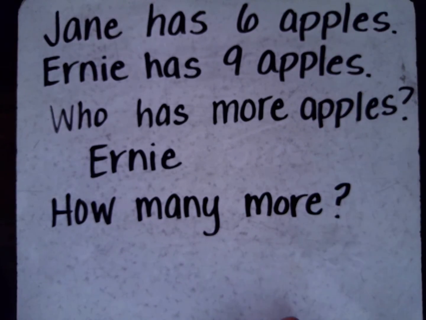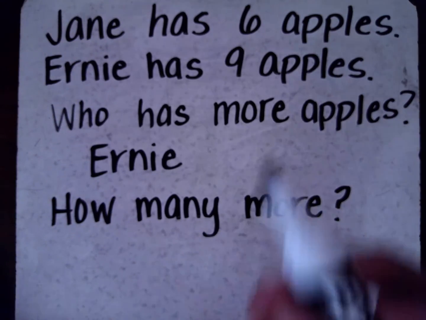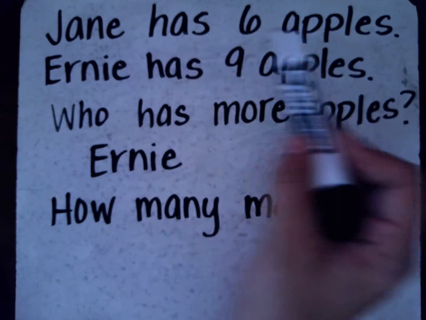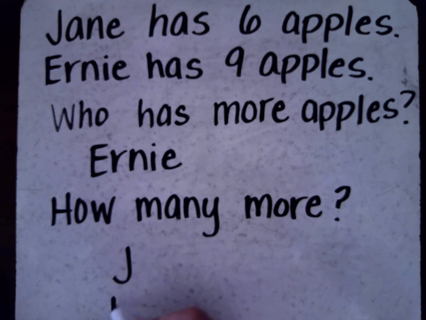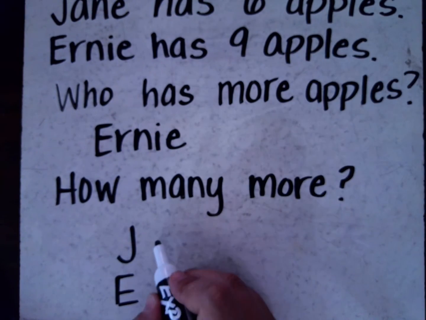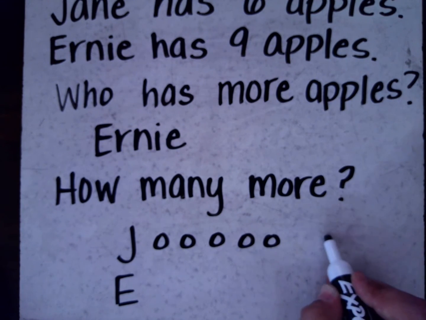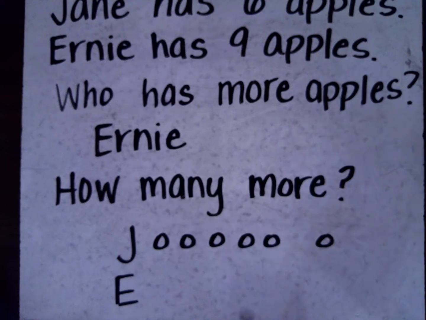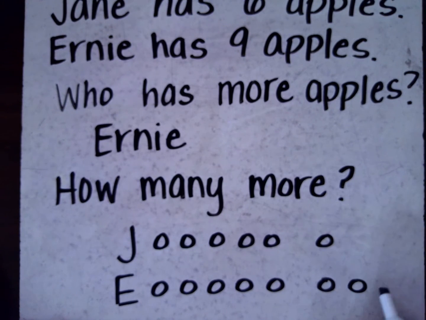So for that, I'm going to show you first how to do a matchup drawing. So what I would do is I would start by drawing what I know about each person. So I'm going to write a J for Jane, an E for Ernie. I know that Jane has 6, so I'm going to draw 6 circles. I'm going to draw them in groups of 5, so they're easy to match up. I know that Ernie has 9, so I'm going to draw them as best as I can right underneath the ones that I already drew.